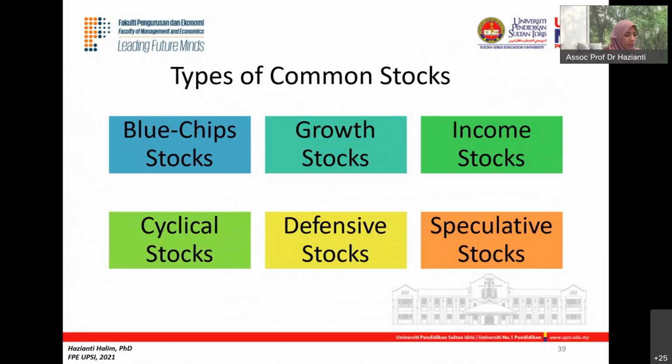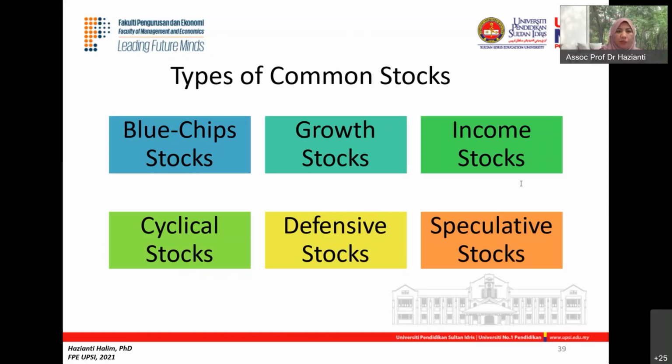Right, so last week we looked at the definition, the advantages and also the disadvantages of common stocks. So today we will continue with the different types of common stocks. Here we have blue chips, growth stocks, income stocks, cyclical stocks, defensive stocks, and also speculative stocks. We will go through them one by one to look at the definition of each.